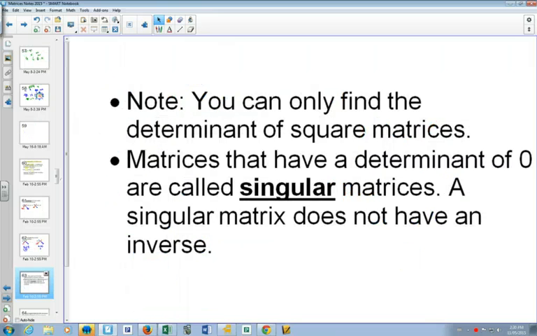You can only find the determinant of square matrices. It doesn't make sense to find the determinant of anything that's not a square matrix. So far, we've only got a formula for a 2 by 2 matrix. And here, we find out that matrices that have a determinant of 0, we give them a special name called a singular matrix because it does not have an inverse. So some matrices can't have an inverse. And if it can't have an inverse, then it won't be solvable.